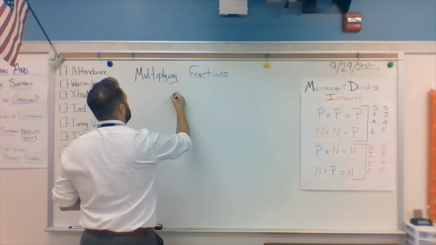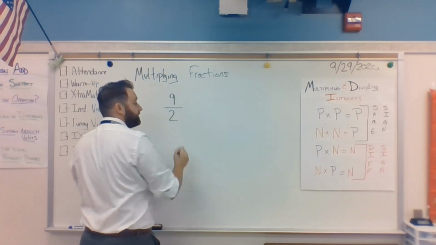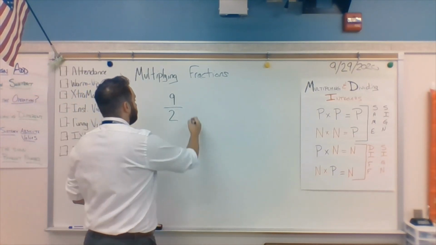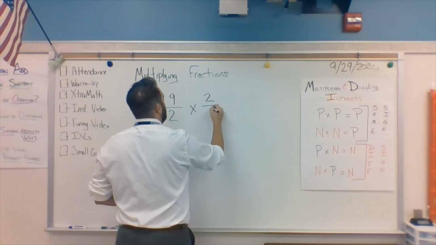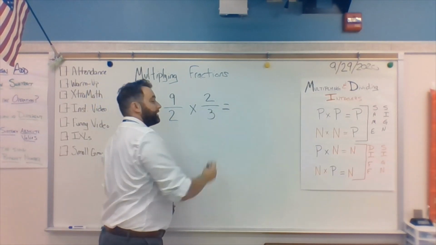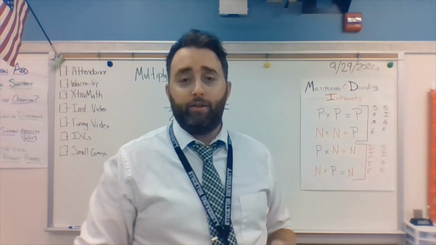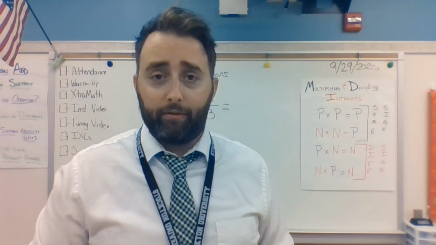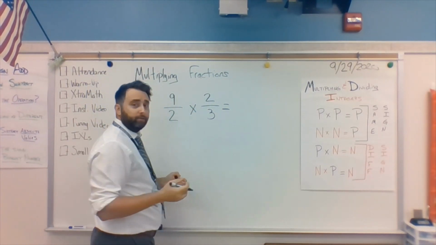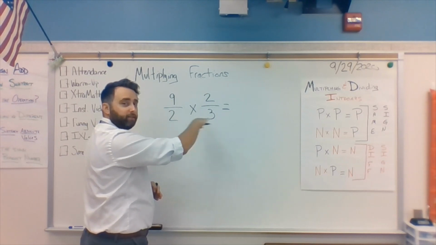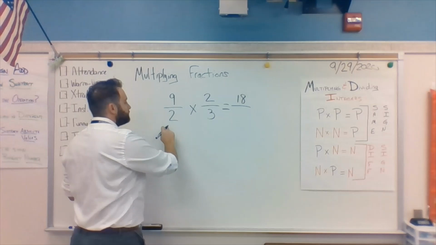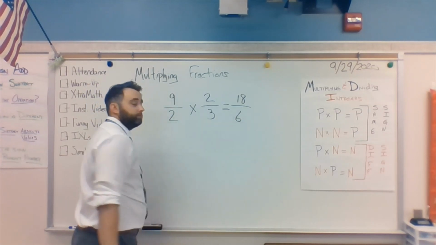I have 9 over 2, which means it's an improper fraction. I probably had to convert it. Multiplied by 2 over 3, or 2/3. Guys, when I say multiplying fractions is easy, you probably already know that it's easy, and I keep repeating myself, and you're waiting for me to move on. But, simply put, multiplying fractions, just multiply across. 9 times 2 is 18. 2 times 3 is 6.